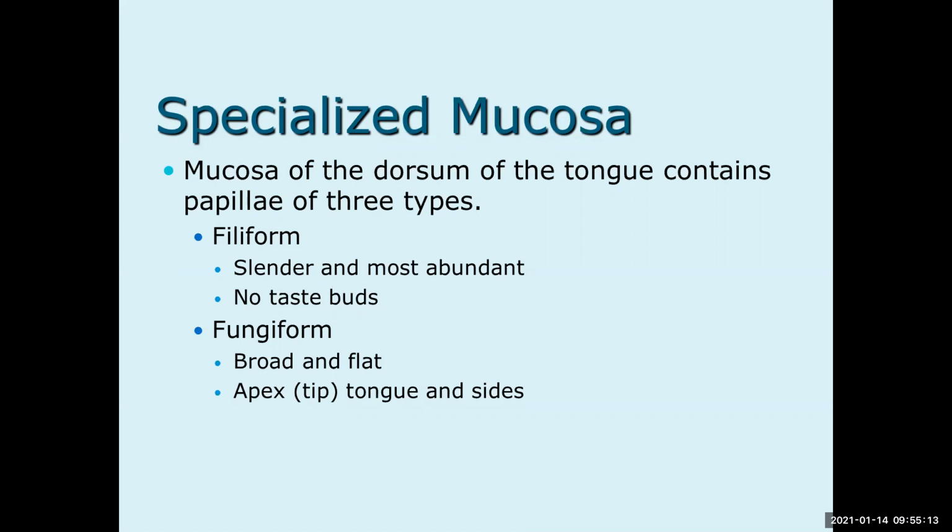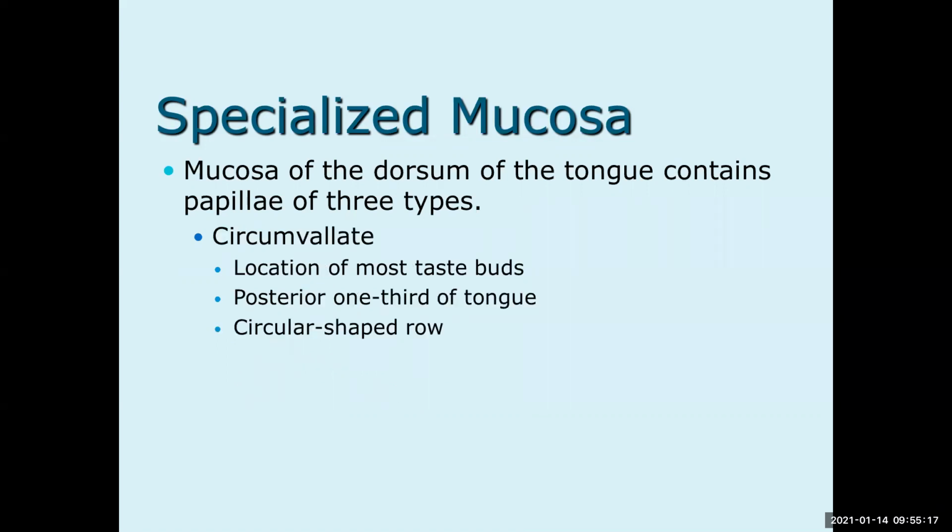Fungiform are at the apex or tip of the tongue, the tip third, and the sides. You've got your circumvallate, which contain most of the taste buds, okay? Circular in the shape of a row.